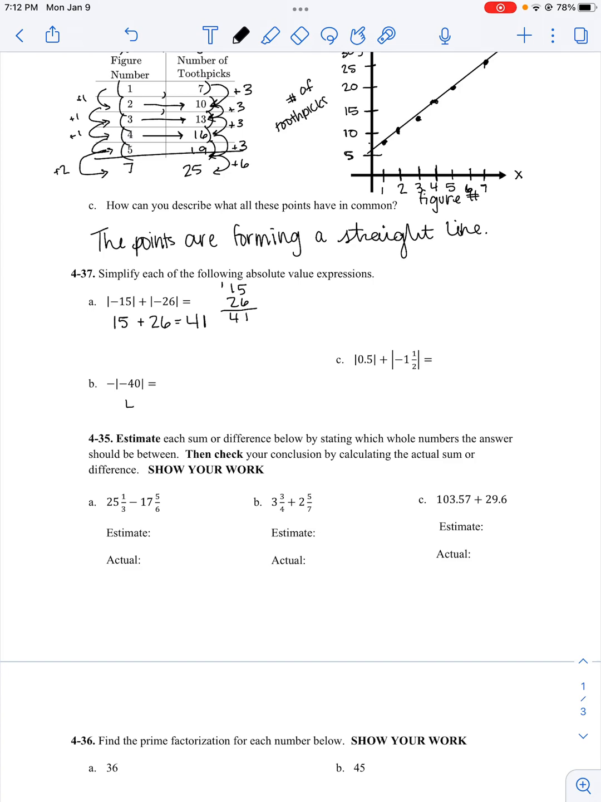Part B, the absolute value of negative 40 is 40. And I have the opposite of that, which is negative 40. Part C, I have the absolute value of 0 and 5/10, which is 0 and 5/10, plus the absolute value of negative 1.5, which is positive 1.5. Now I have to add them together. 5/10 is the same as saying 1/2. 1/2 plus 1.5 equals 2.